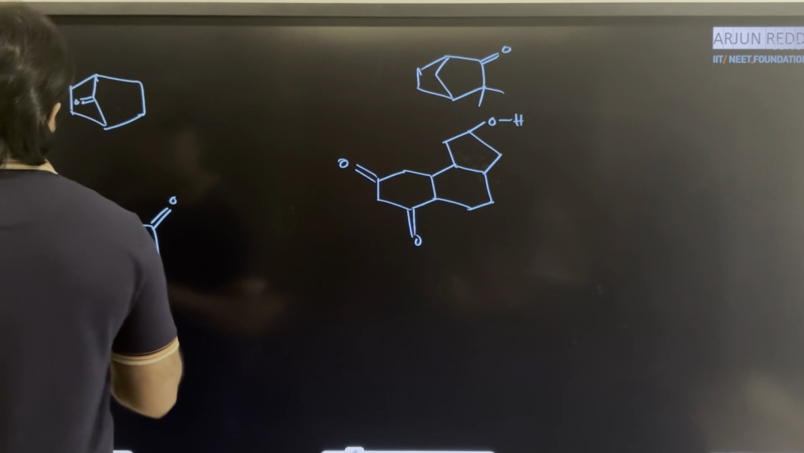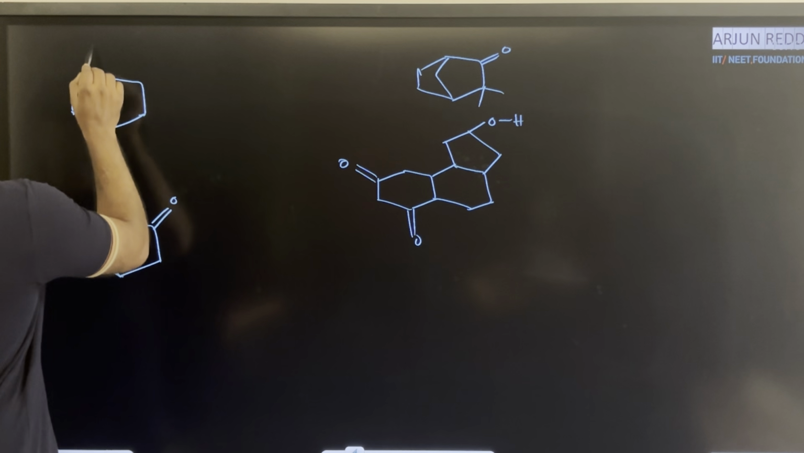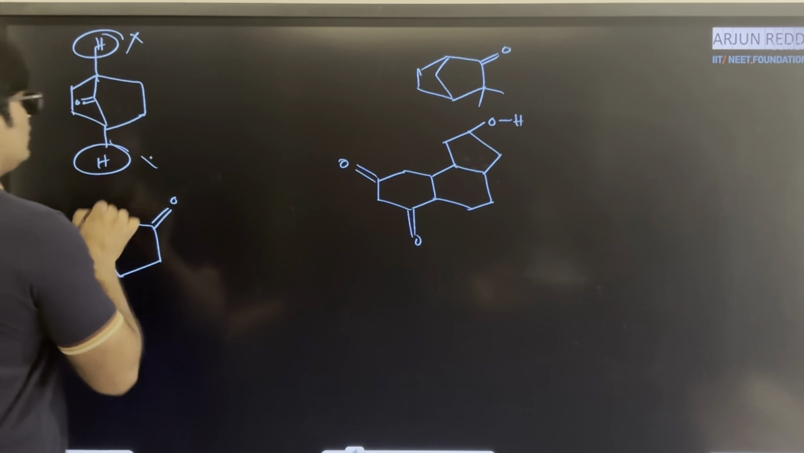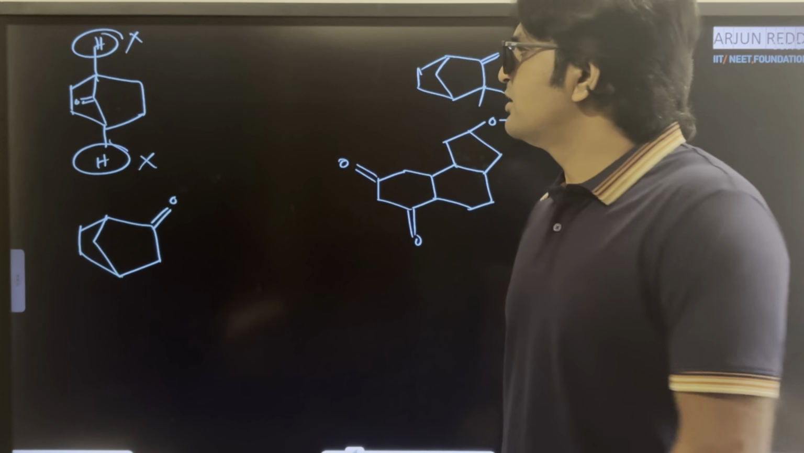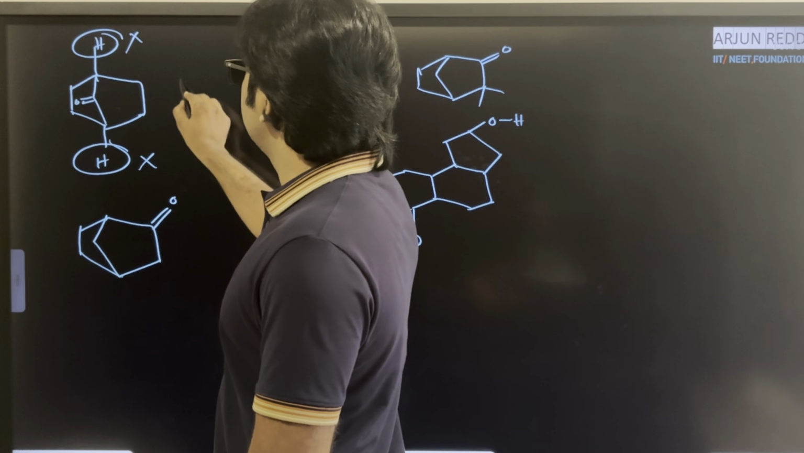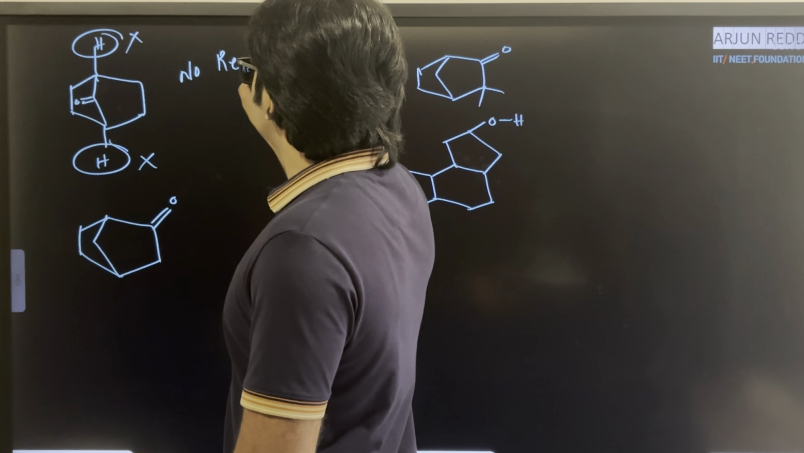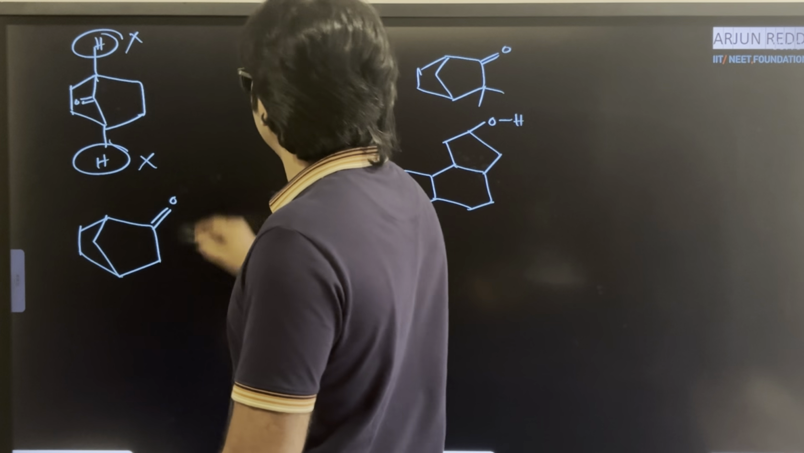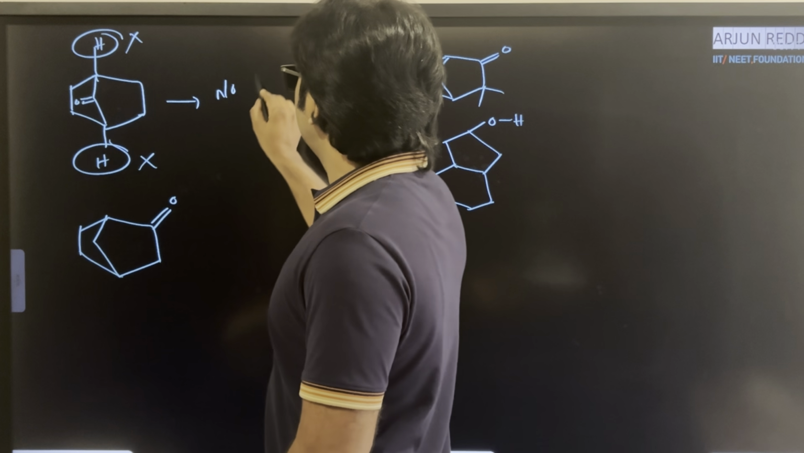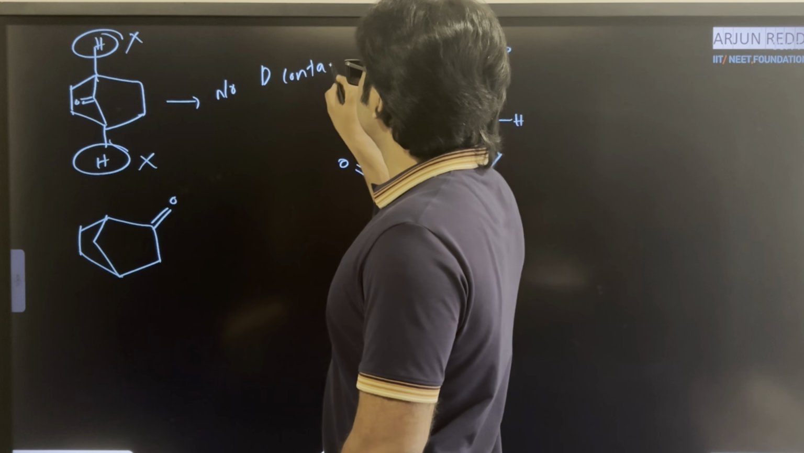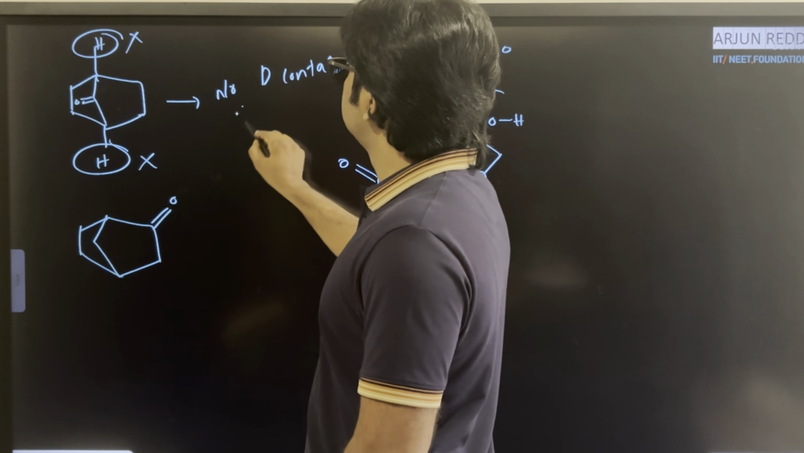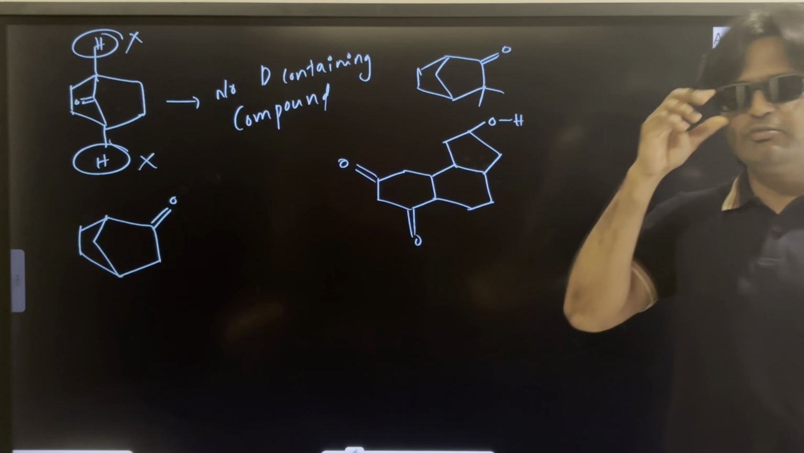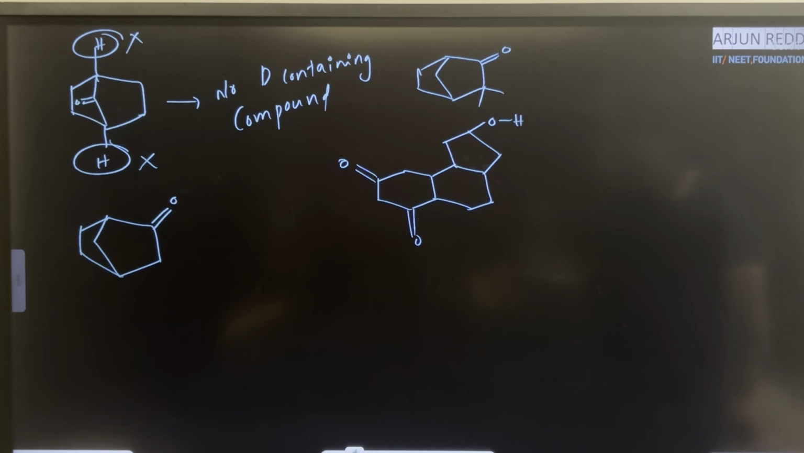Carbonyl functional group is there, and here alpha hydrogen atom is present. Is it possible to use these hydrogen atoms in keto-enol tautomerism? No. Why? Because they are present at bridgehead carbon atom. You are not getting stable enol form. So here simply write like this: no deuterium containing compound. You are not getting compound with deuterium. That means no hydrogen atom is replaced by deuterium. Okay, right. Come to next example.